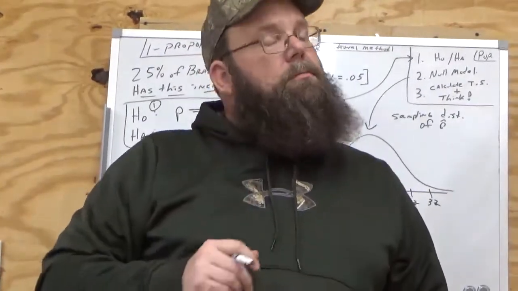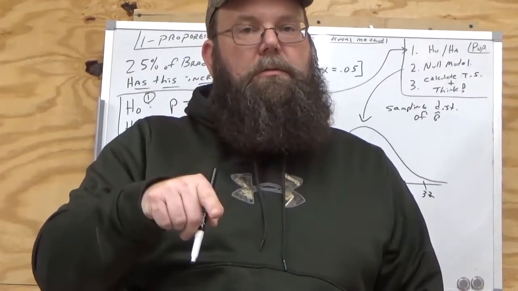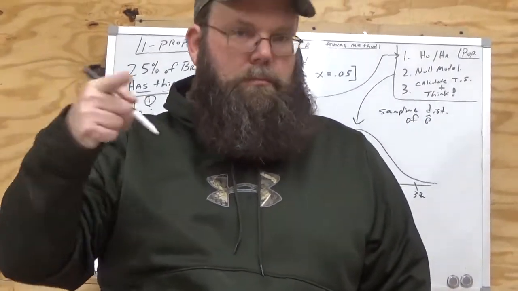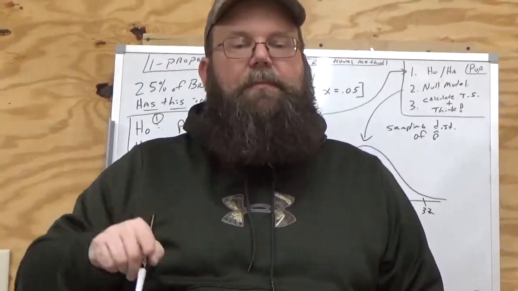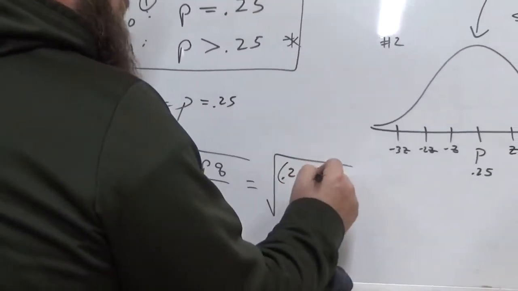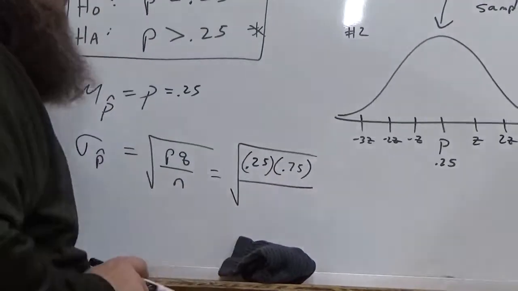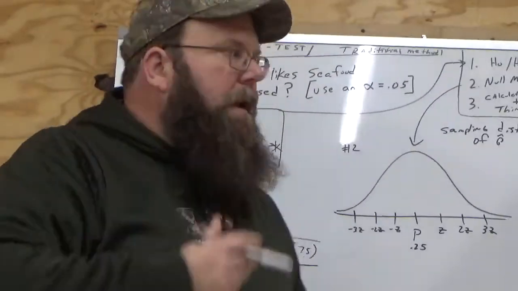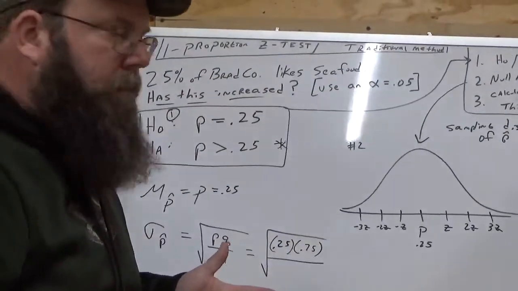Well, you should be able to answer that. p plus q equals, I hope you're saying, 1. p and q are complements. They have to add up to 1. So that means q is 0.75, divided by n. I didn't give you an n in the problem yet. I have to give you that.